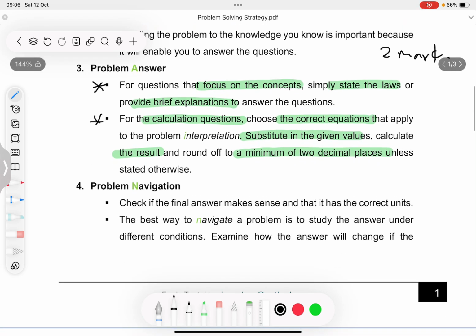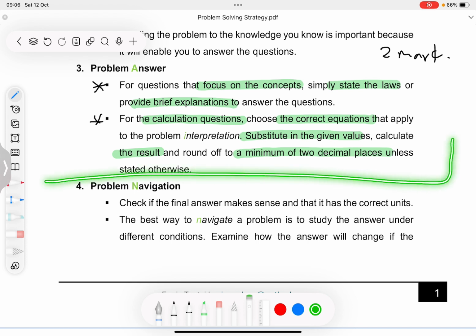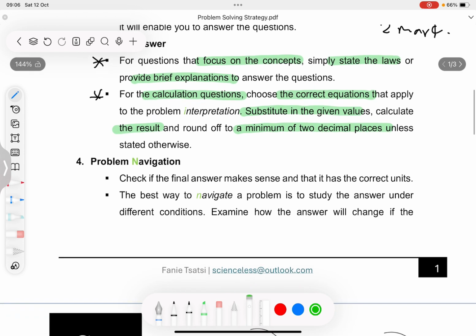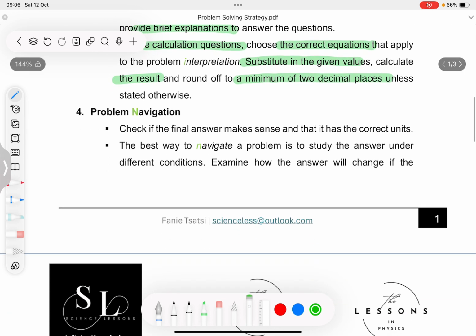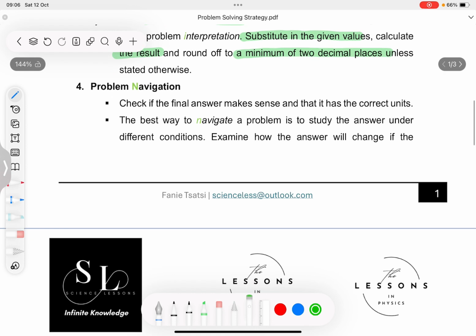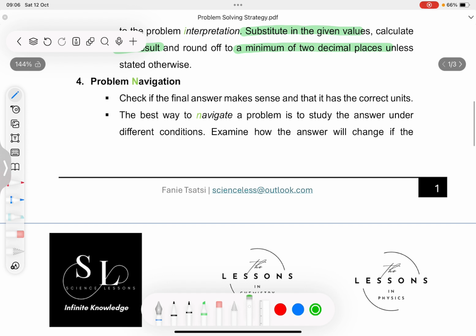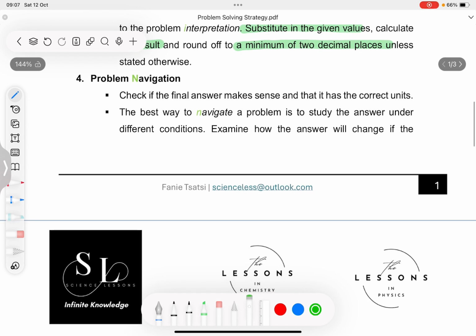Usually learners would get the answer and move on, they're happy, they stop here. We're going to change that narrative with the Scienceless channel, because there's the last part which is extremely important. It is the fourth rule under our academic constitution, which is problem navigation. Now, this involves you checking your final answer to see if it makes sense, and also if it has correct units.